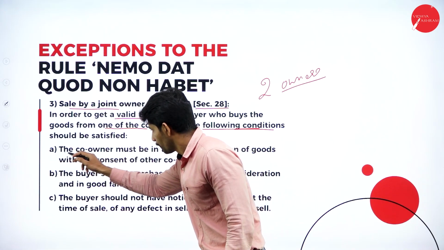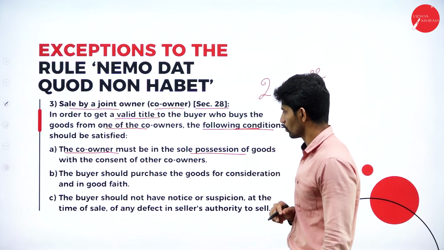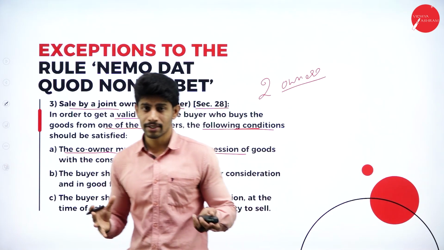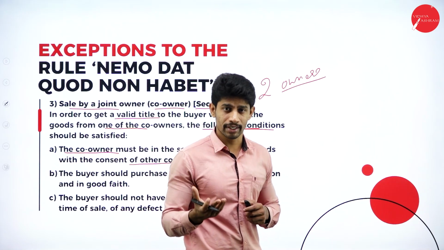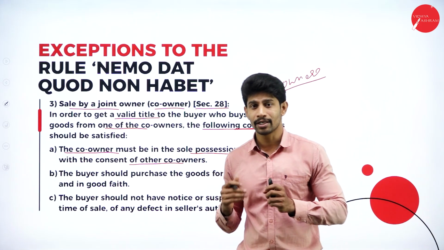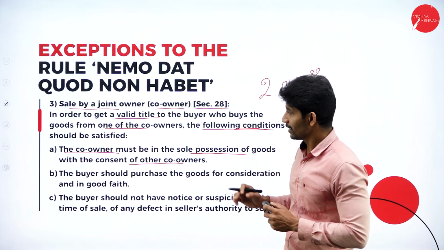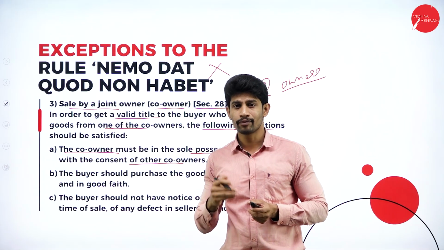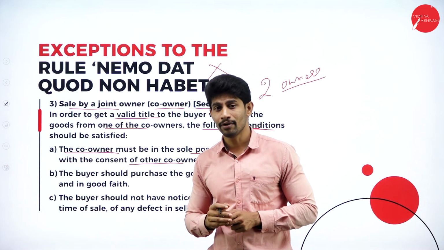So here, the first condition is the co-owner must be in the sole possession of the goods with the consent of the other co-owner. For example, there are two owners. So what will one owner do? He'll just tell the other owner, the co-owner, that you be the sole owner of the property, I will not disturb, and you can sell it to anyone. If that consent is given by the co-owner, then this rule is again not applicable. So if there are two owners, one owner will be giving the consent to the other co-owner by stating that he will not interrupt at the time of sale.